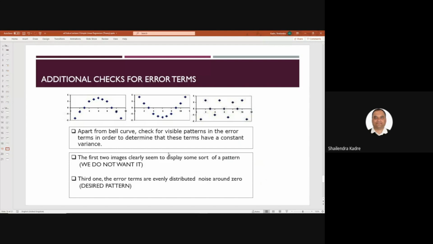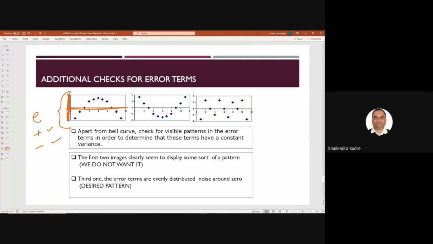Now you see, apart from this bell curve, there is one more condition: we take error terms on the y-axis. I have plotted the error term here. This is the vertical axis. What I am plotting here is the error term E, both positive and negative. I am not squaring it. I am taking a mean line like this, plotting positive errors above and negative errors below. So these are error terms.